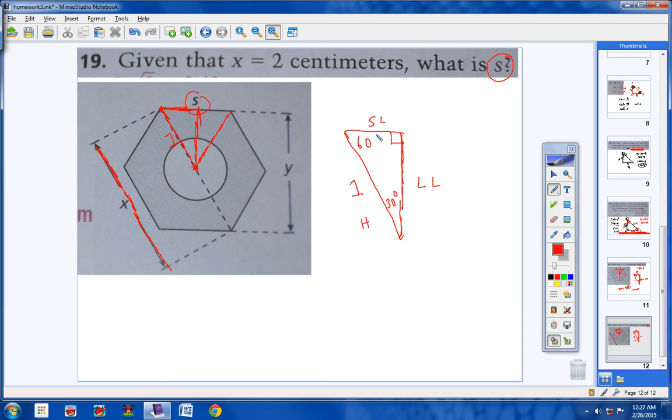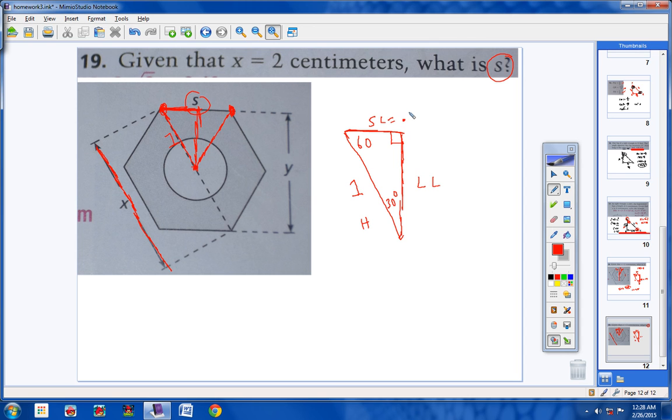So really what I have right here, my shorter leg, is half of s. S goes from here all the way to here. But this segment right here is this segment from here to here. Well guys, this is so easy. We learned when we studied 30, 60, 90 triangles that the hypotenuse is twice as big as the shorter leg, or you can say the shorter leg is half as big as the hypotenuse. So if the hypotenuse is 1, then the shorter leg is half of that.